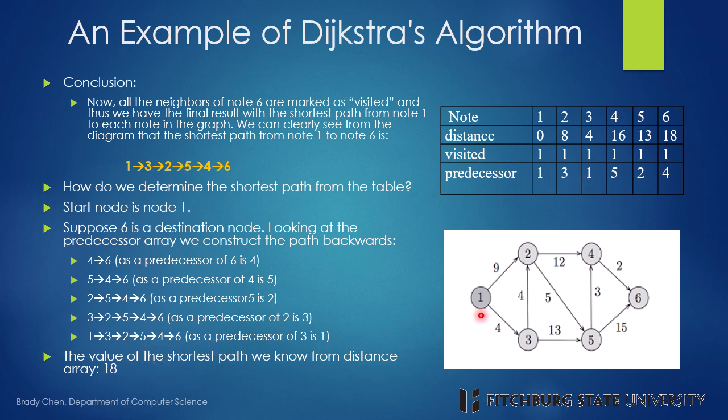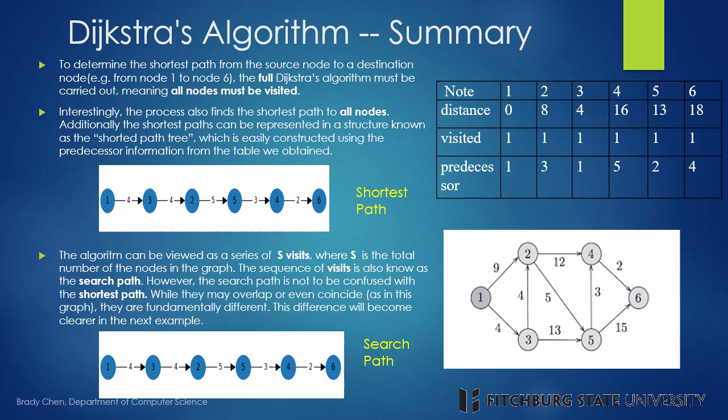So it's going this way, this, and this. Not this, because that's a long, costly route. Interestingly, the process of finding the shortest path to all nodes means that when you find one, you find all nodes.